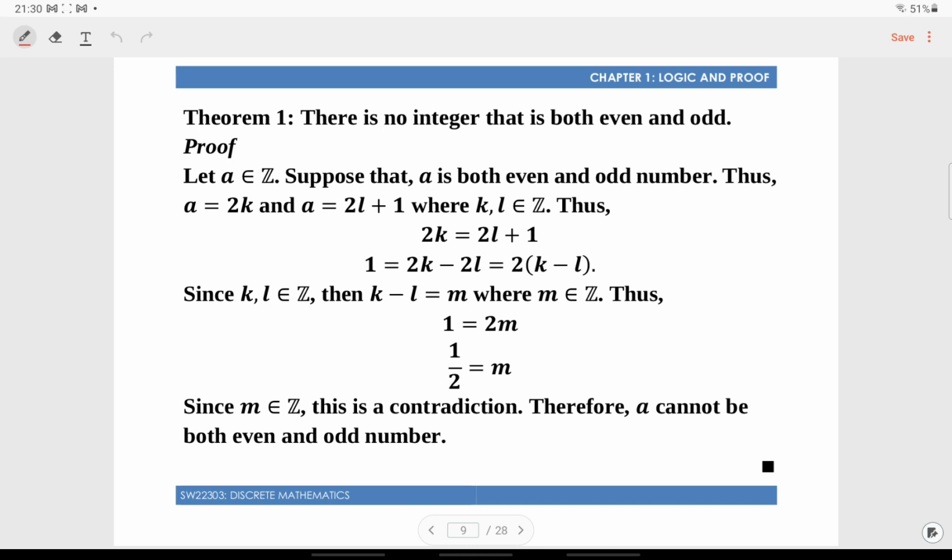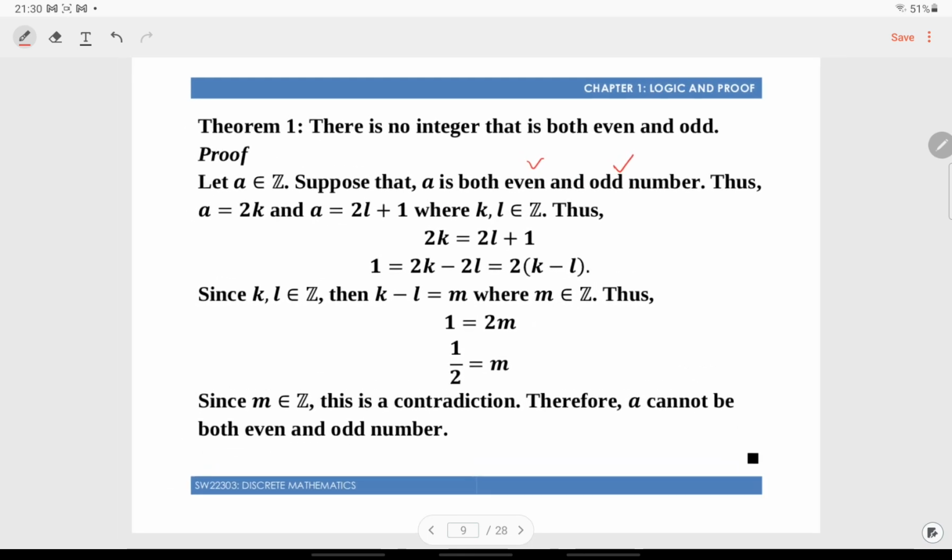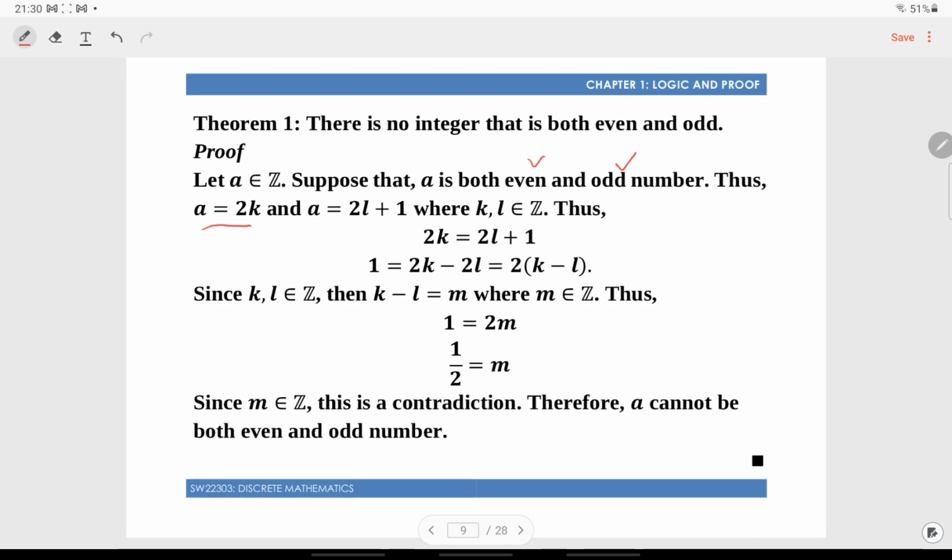Let's say we have one integer a. Suppose that a is both an even and an odd number. Our assumption is that a satisfies the condition that it is even and at the same time also odd. Thus, a can be represented as a equal to 2k and also a equal to 2l plus 1, because a is even, so it can be represented like this, and because a is also odd, it can be represented like this, based on the definitions of even and odd numbers.